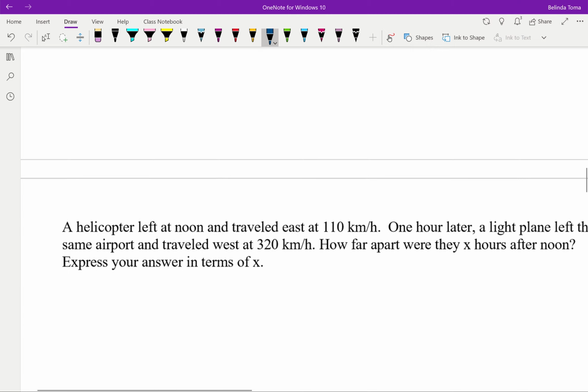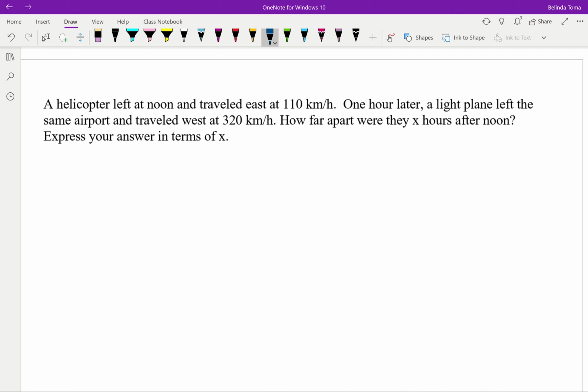All right, so let's go ahead and look at a motion problem with rate times time equals distance. Recall that if you think about direction symbols, north is going up, south is down, east is going to the right, and west is going to the left. So here we have a helicopter that left at noon and traveled east at 110 kilometers per hour. 1 hour later, a light plane left the same airport and traveled west at 300 kilometers per hour. We want to know how far apart were they x hours after noon.